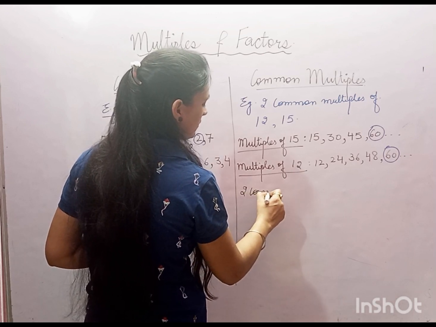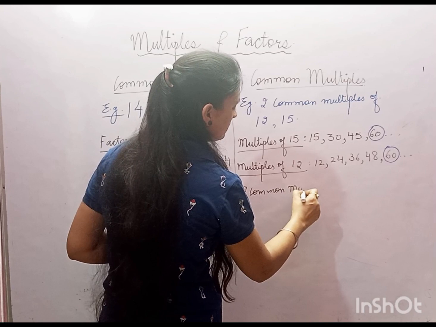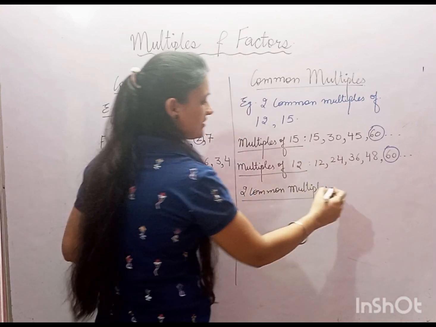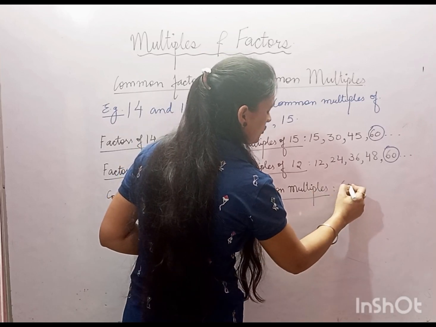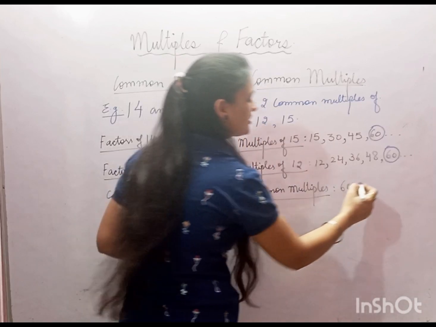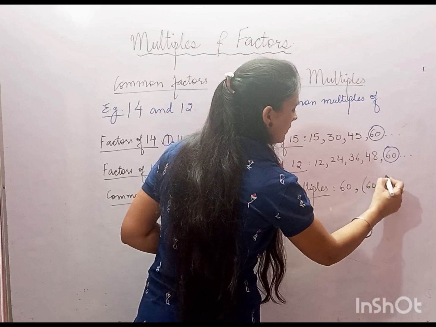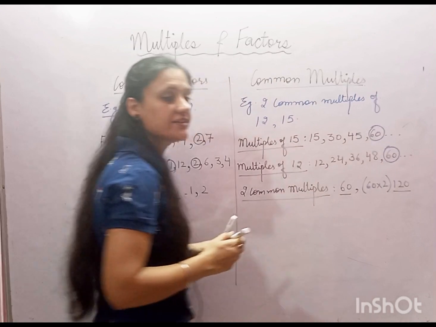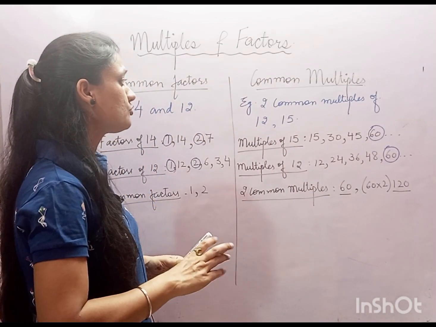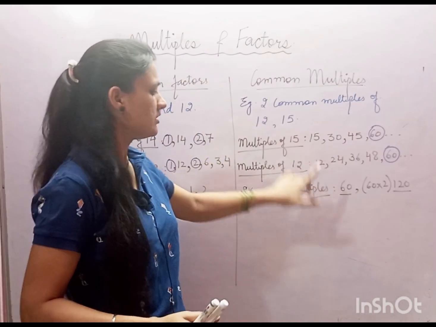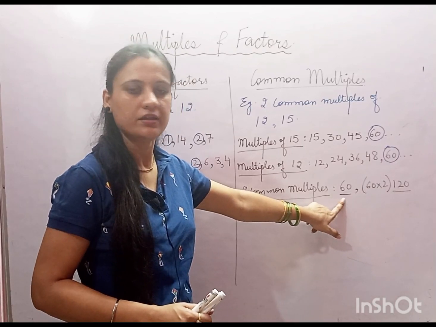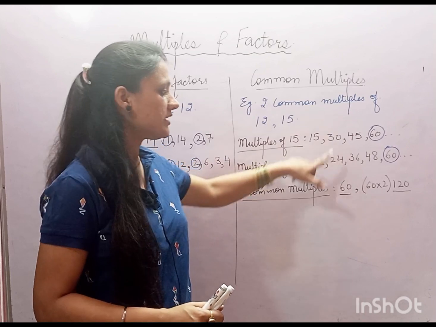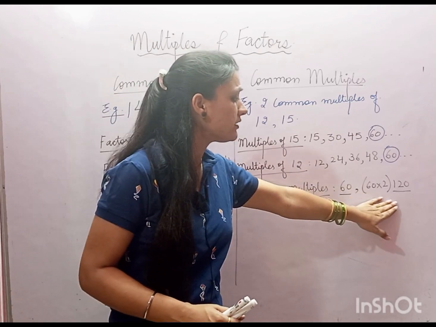Two common multiples. First is 60. To find out the second common multiple, just multiply 60 by 2, that is 120. So here the first multiple is 60 and the second is 120. In case they ask you to find out the third multiple, what do you do? Just multiply the first with 3, you'll get the third multiple. So your third multiple will be 180. Isn't it easy? Because you need not write it down till 120.